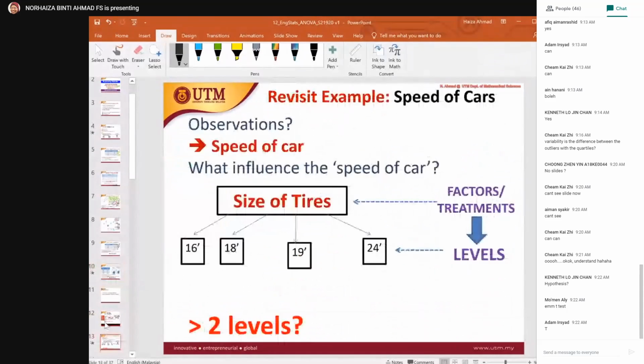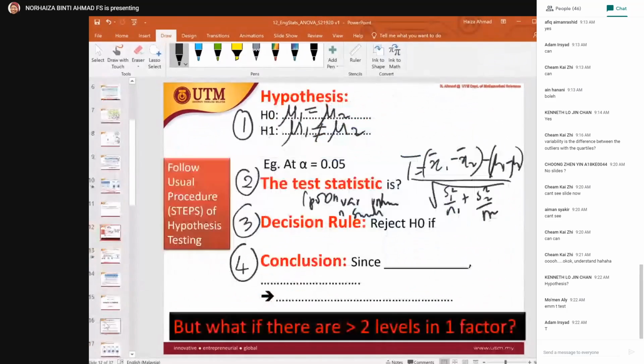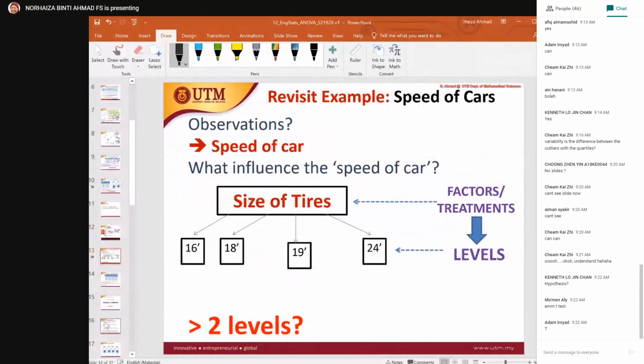For example, like this. So here we also want to look at the speed of cars, and we're going to use one factor. This is one factor, which is just the size of tire. But now, how many levels of treatment are there here? You got 4, right? 1, 2, 3, 4. So you test on different types of tires. You got 16-inch tire, 18-inch tire, 19-inch tire, and 24-inch tires. So you've got more than 2 levels here.